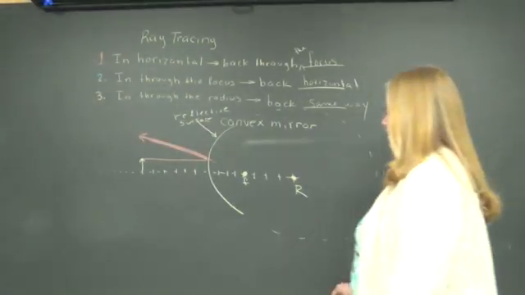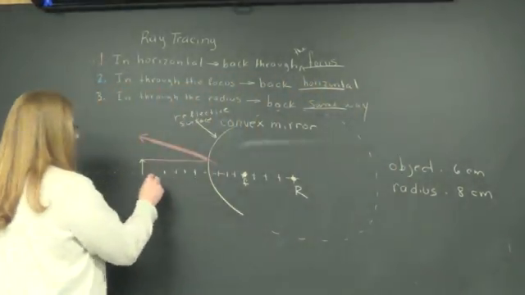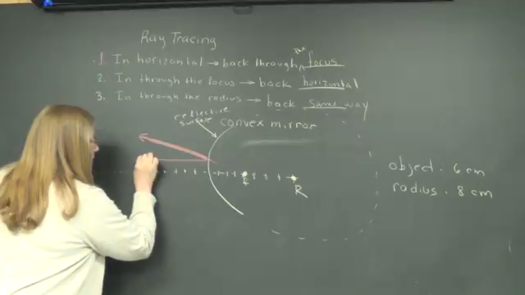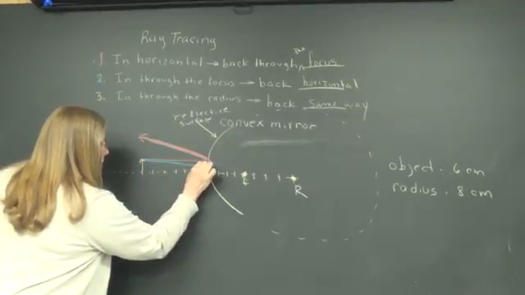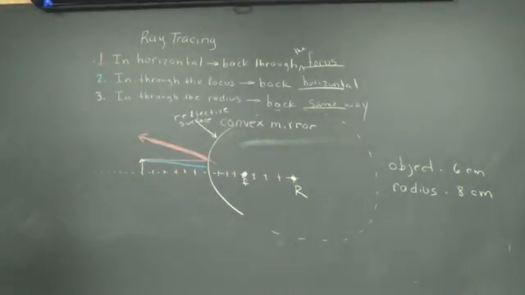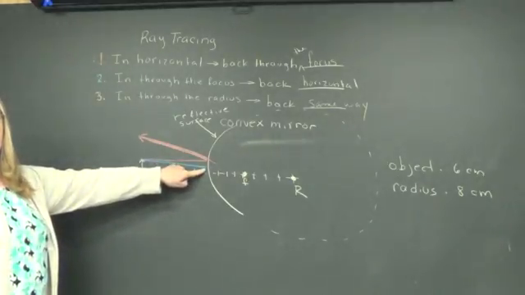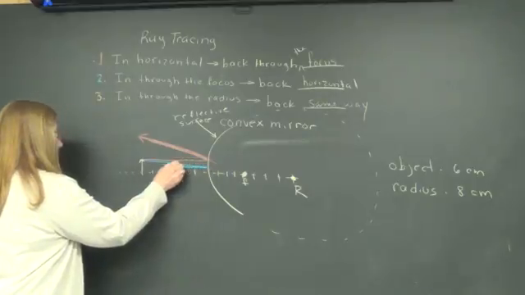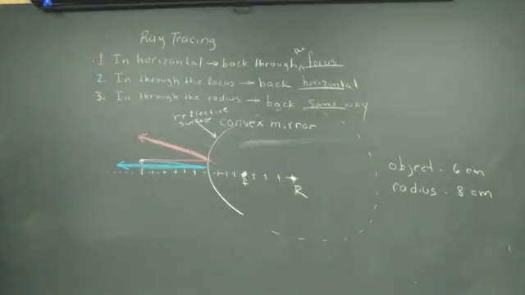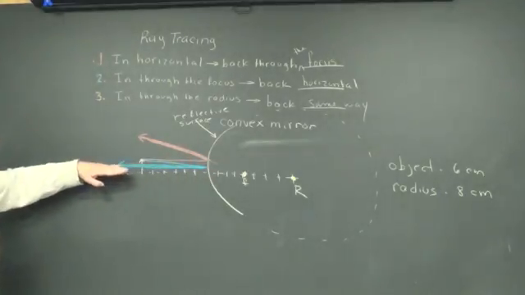Alright, the second arrow, the second ray is going to come off of the object. It's going to go in as if it's going through the focus. So I'm going to aim it right through the focus. So it's going to go in like this towards the focus, and I'm going to dot the rest of the way because I know the ray really does not penetrate the mirror. And it's going to come off of the mirror at that spot where it hit the mirror horizontally. So it's going to reflect this way. Alright, so in as if it's going through the focus, out horizontally.